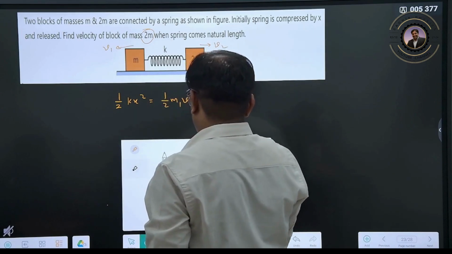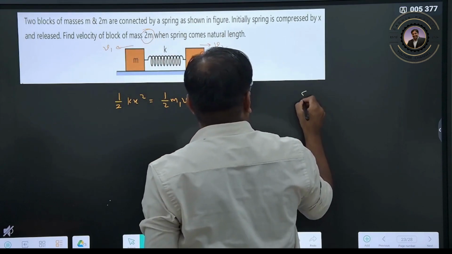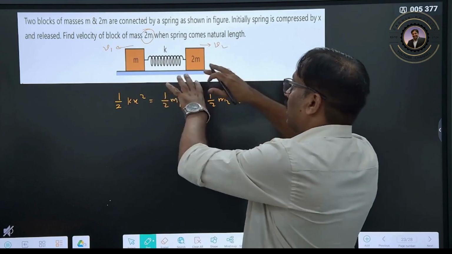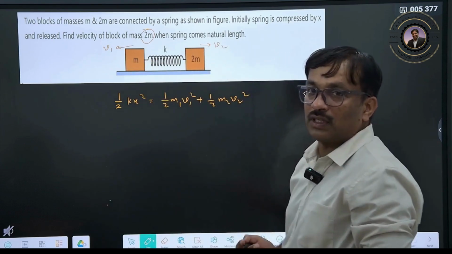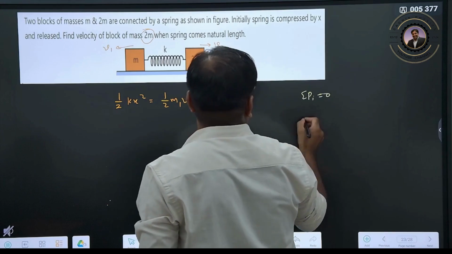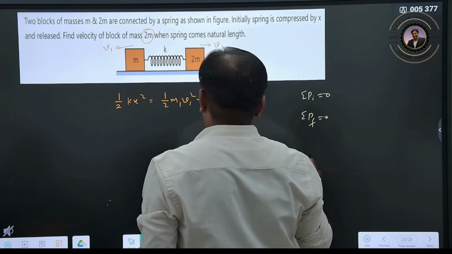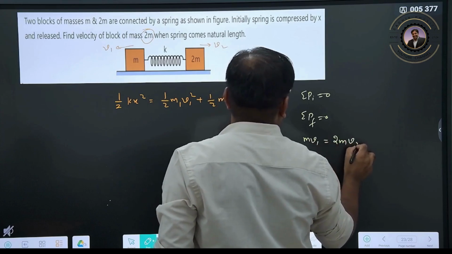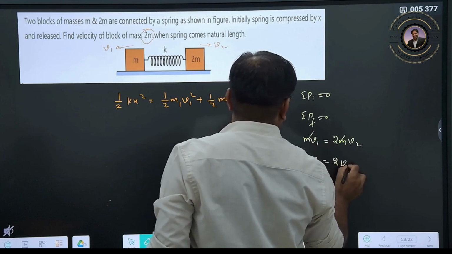Initially, when they are compressed, they are not moving, therefore the initial momentum was 0. After releasing, they move only because of the spring, so there are no external forces; these are internal forces. So the final momentum will also be equal to 0. Then you can write m into V1 equals 2m into V2, the m cancels out, therefore V1 is equal to 2V2.